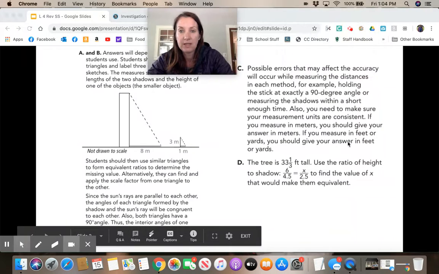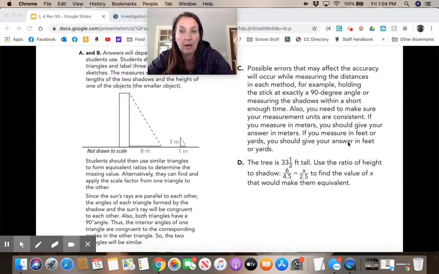In question C, other errors you might have made would be basically any human error. Holding the stick wasn't exactly 90 degrees, or measuring the shadows within a short enough time. Like if you measured one shadow and then an hour later you measured the other, that would be a problem, right? Because the shadow would be different.